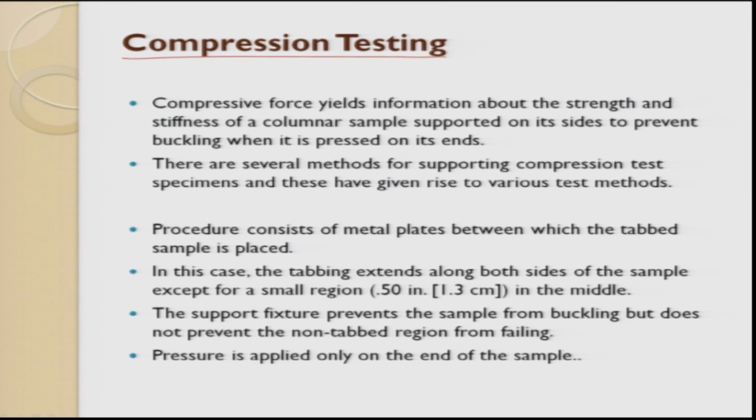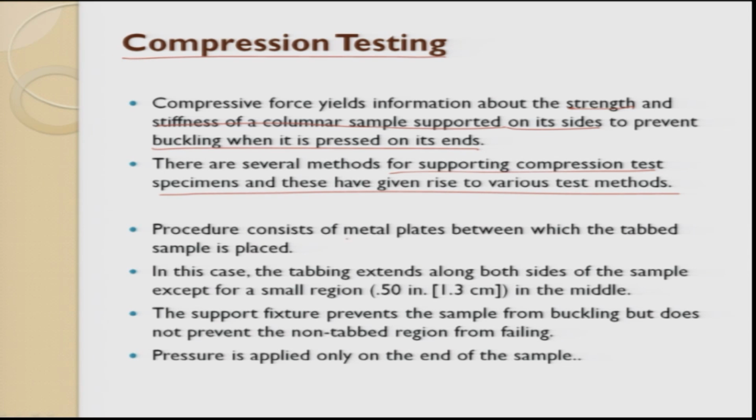Next is the compressive test. Generally we try to avoid doing compressive tests for composites, but there are requirements. Compressive forces yield information about the strength and the stiffness of the column, with the sides supported to prevent buckling when it is pressed on both sides. So, we always try to take disc-like components, and if there is a necessity we also take long aspect ratio components. There are several methods for supporting the compressive test specimen, and these give rise to various other tests.